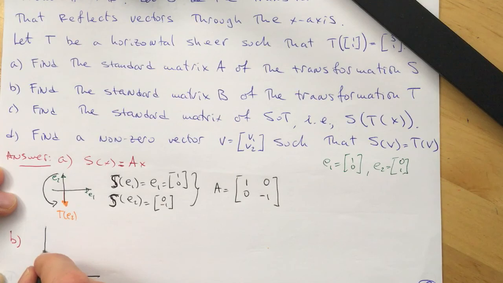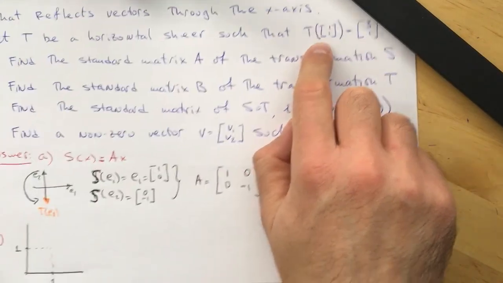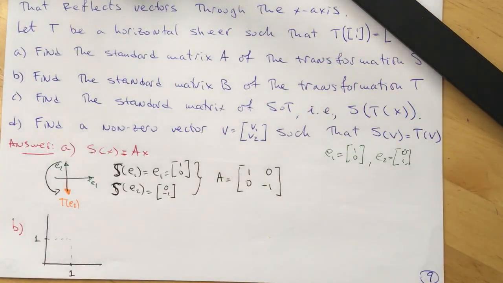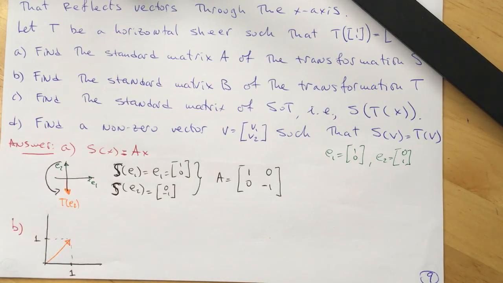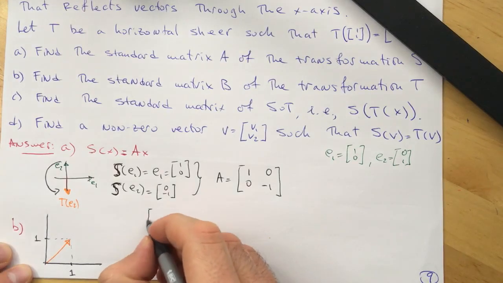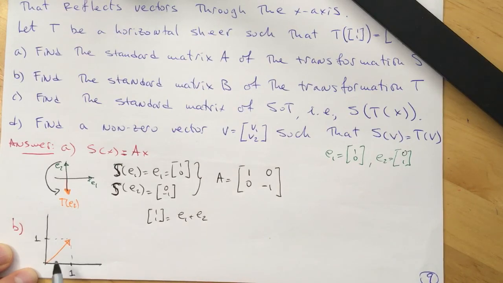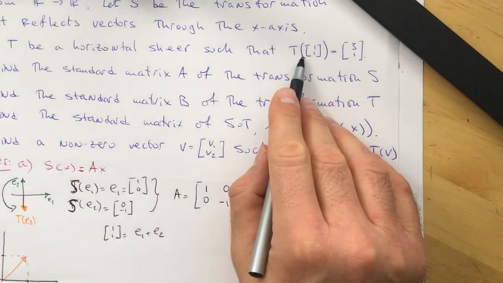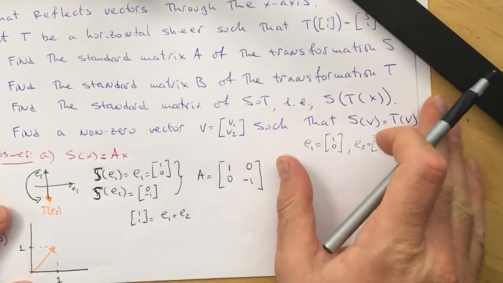This is 1, this is 1. So the vector (1, 1) is this vector right here. Okay, that's the vector (1, 1). As you can see, the vector (1, 1) is equal to e1 plus e2. Under the transformation T, this vector is sent to (3, 1).